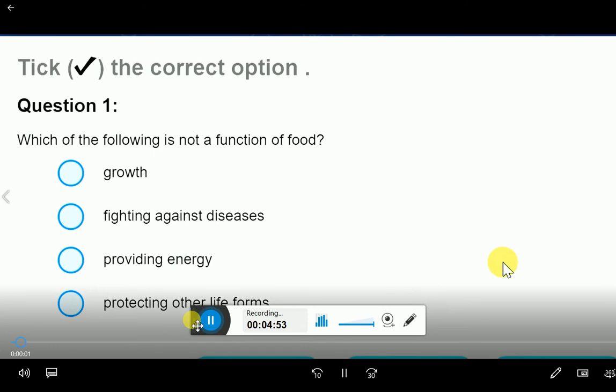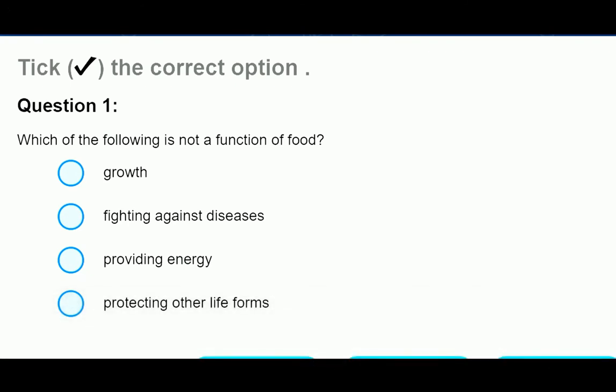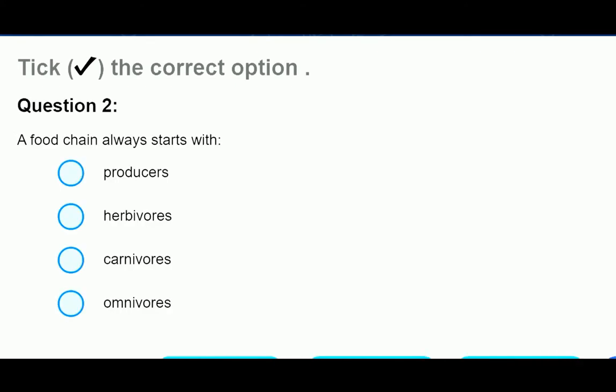Guys, now we are on the track of the correct option. Question number 1. Which of the following is a function of food? We have to find out the right option that is related to the question. Find answer: protecting other life forms. Now we are going to the next question. A food chain always starts with: first option producers, herbivorous, carnivorous and omnivorous. Find the answer.